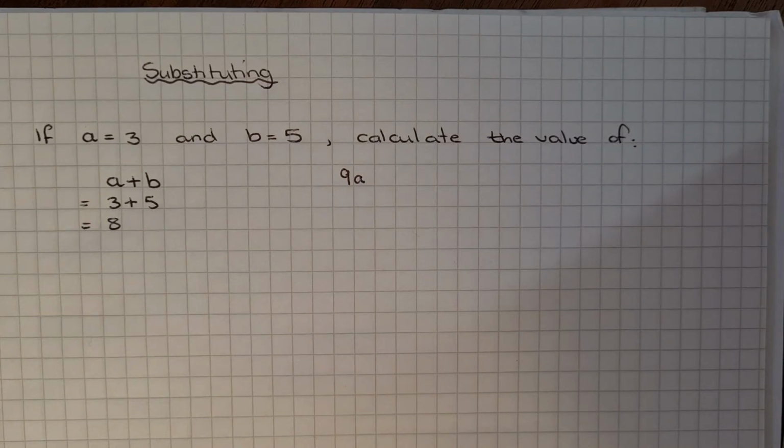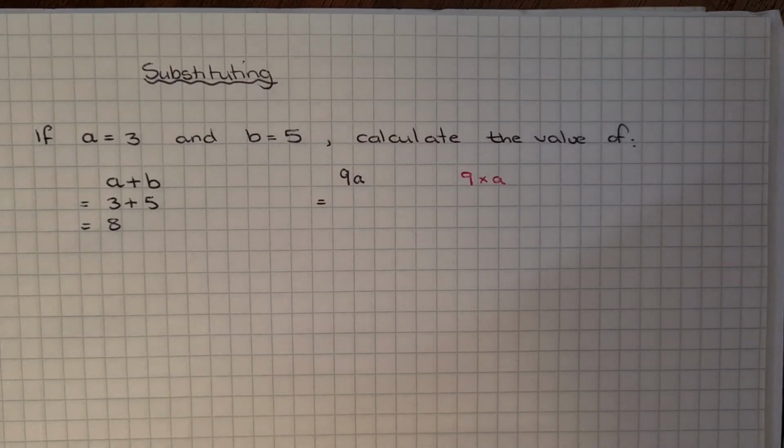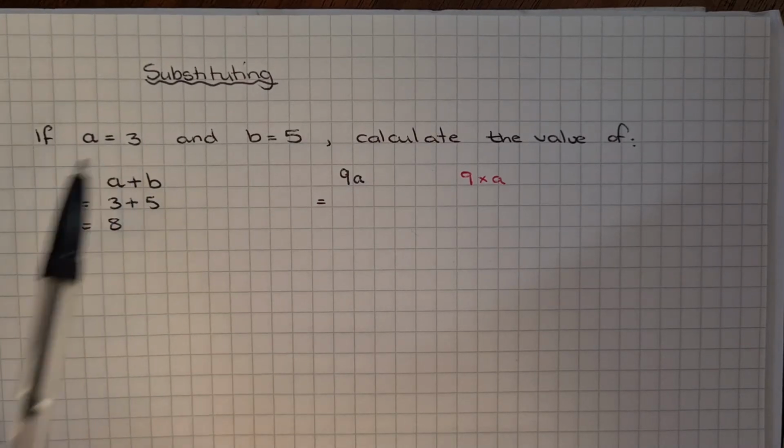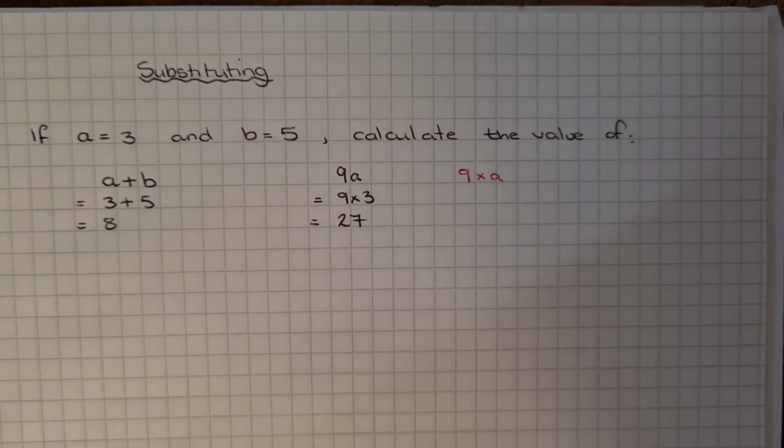Now what if we wanted to calculate 9a? Now we know that 9a means 9 times a. So on the next line, instead of writing 9 times a, we are going to replace the a with the relevant number, which is 3. So we are going to write 9 times 3, which is 27.